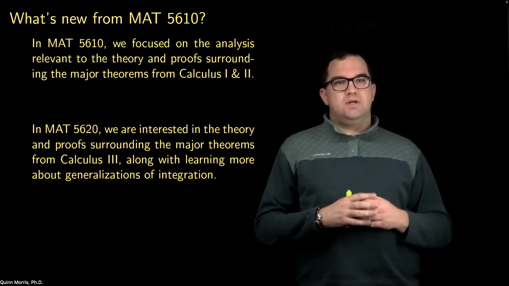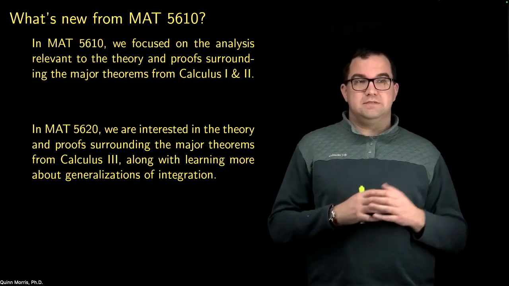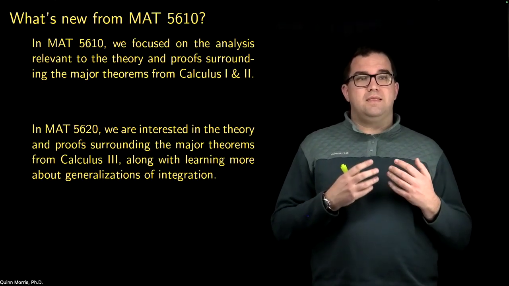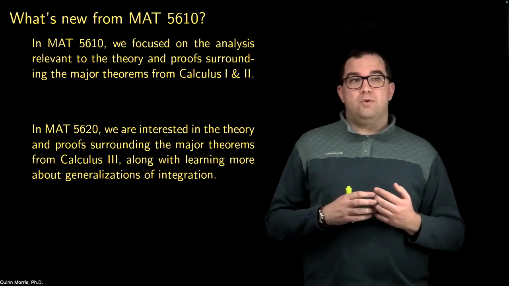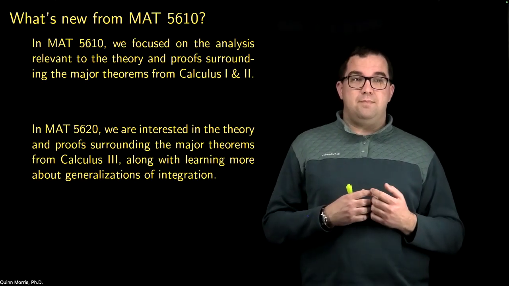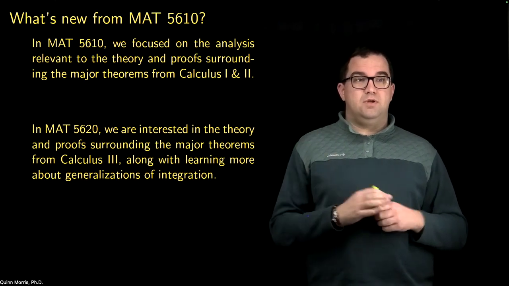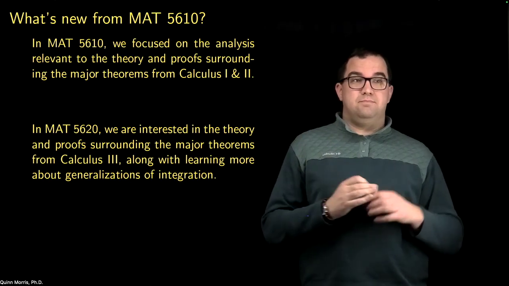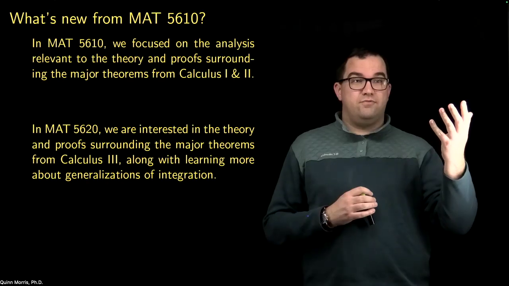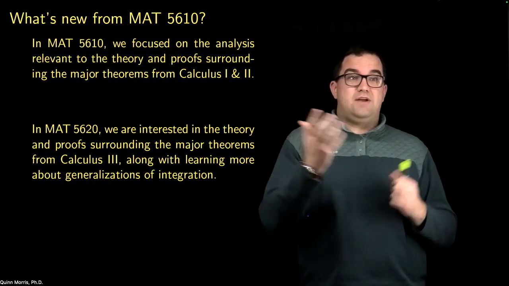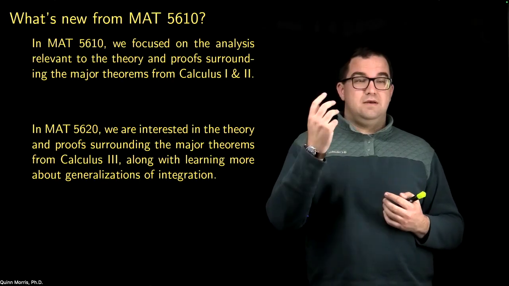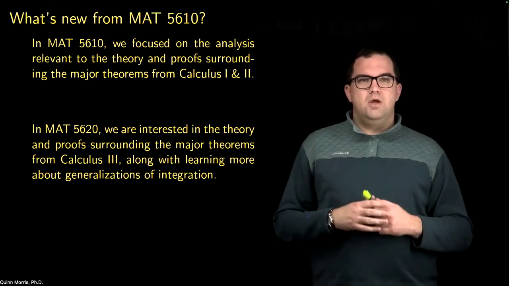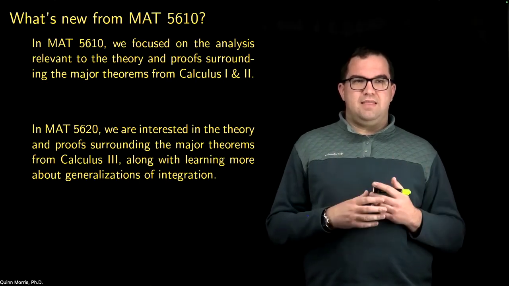In Math 5620, we're going to split our time between two different things. But the first thing we're going to look at is the theory and proofs behind the major theorems from Calculus 3, where we examine functions of several variables. So that might be functions which take multiple inputs and spit out a single real value. That might be functions which take a single real value as an input and spit out a vector value, right? So vector valued functions, and it might be a vector valued function of several variables. So it takes n inputs and spits out m outputs. And we'll talk more about all of that as we go. But the first half of the course, we want to spend looking at that.